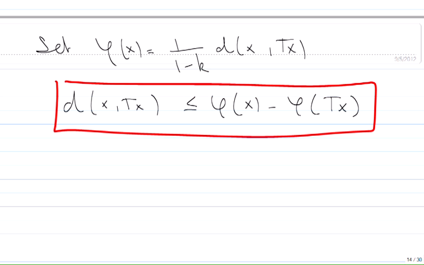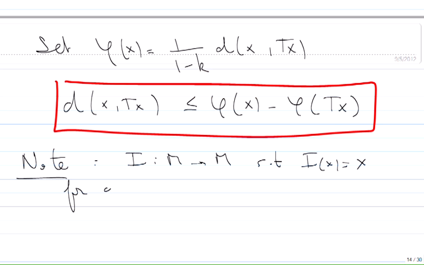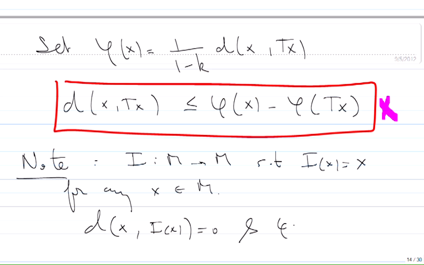Clearly, if we take I, which is defined from M into M, the identity map such that I of x equals x for any x in M, then this formula here is satisfied by I. Indeed, because the distance from x to Ix is 0, and phi of x minus phi of I of x is also 0. So it's satisfied. So the family of maps which satisfies this inequality for any phi is bigger than the contractions. In other words, you have this identity map which is not a contraction, because everything is fixed by it. So this family is larger.